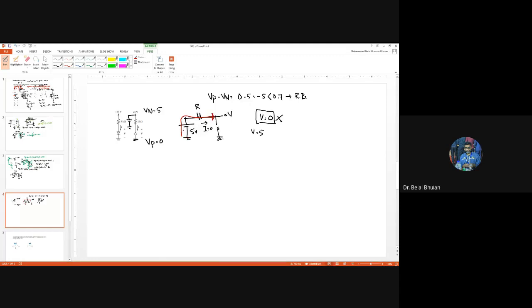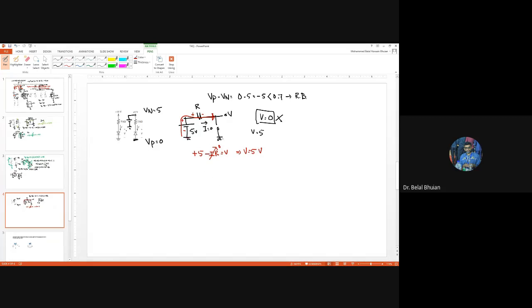So if I do that, considering current is flowing in this direction, I get plus 5 minus IR is equal to V. And then we know that I is equal to 0. So this way, V is 5 volt.